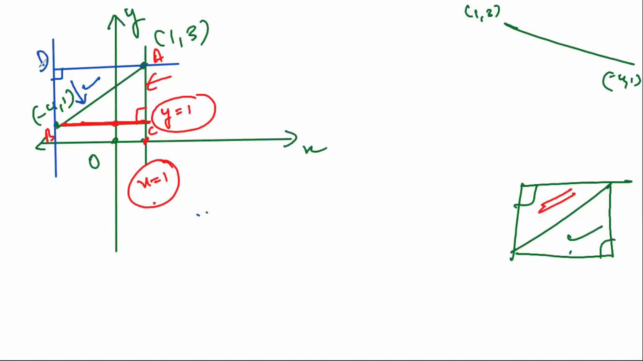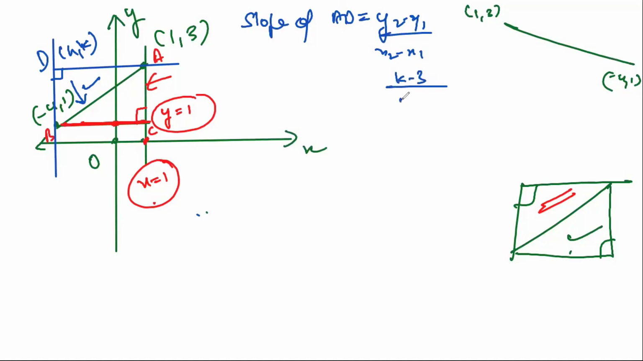This point, let's say D. Now for AD and for DB, we have to find the equations. If I talk about the slope of AD, because we don't have point D, let's say it is (h, k). So what is the slope of AD? Slope is (y2 minus y1) over (x2 minus x1). So y2 is k minus 3 over x2 minus x1. So this is the slope for AD.